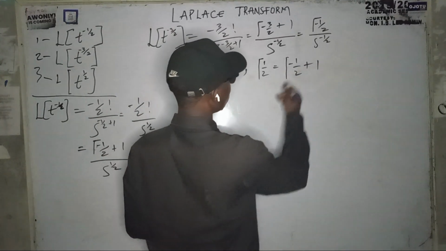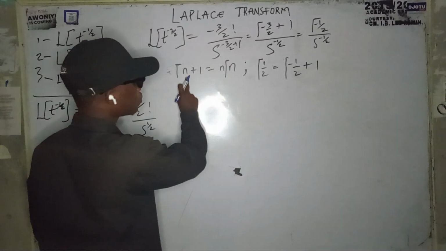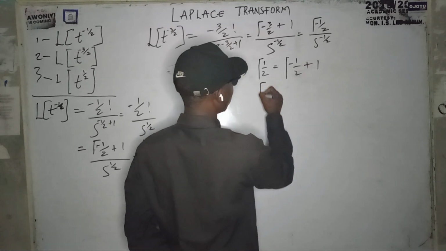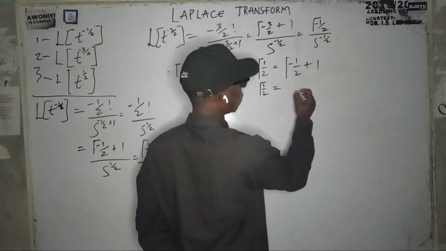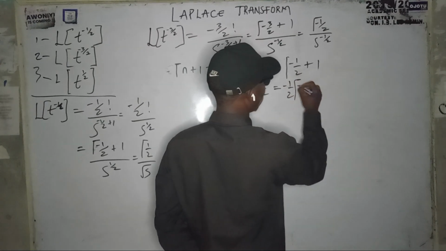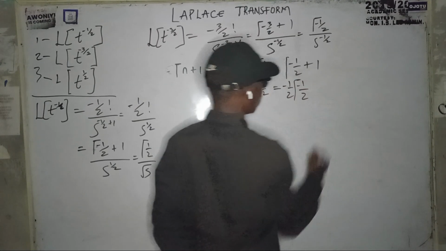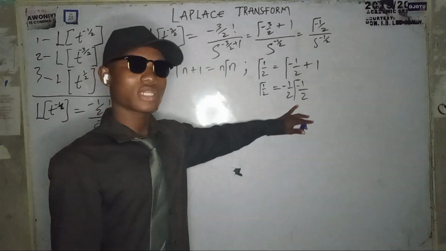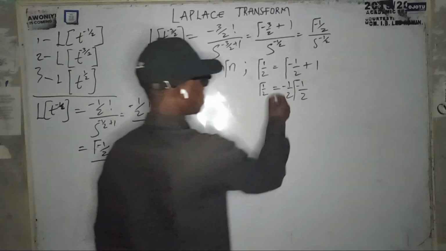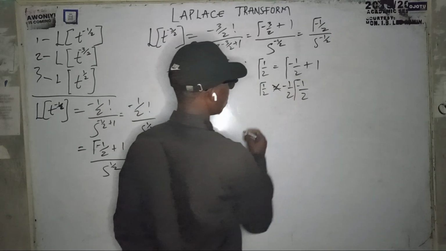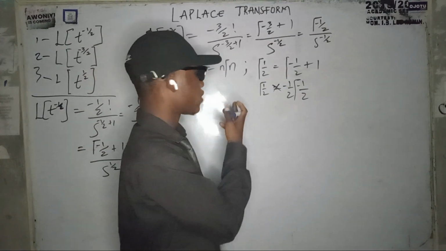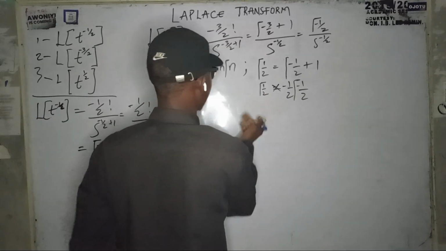So now we also know that the gamma function of n plus 1 is n times the gamma function of n. So the gamma function of 1 over 2 is equal to minus 1 over 2 times the gamma function of minus 1 over 2. Here we make the gamma function of minus 1 over 2 the subject of the formula, and hence we do our cross multiplication. But also we know that the gamma function of 1 over 2 is square root of pi. So I just change it to square root of pi.